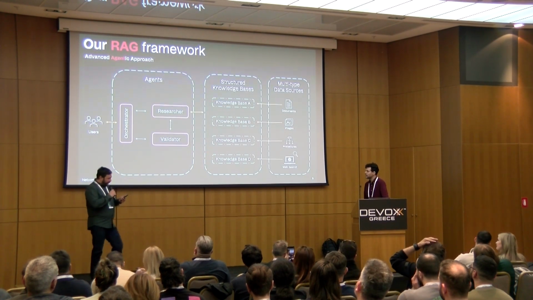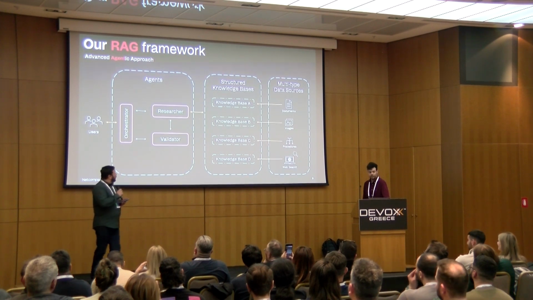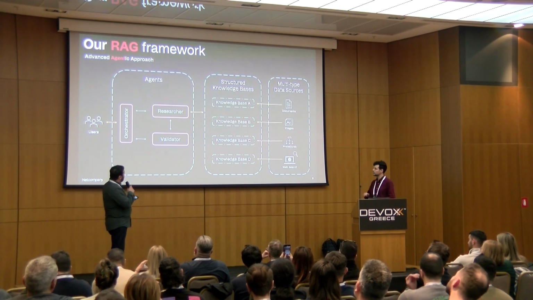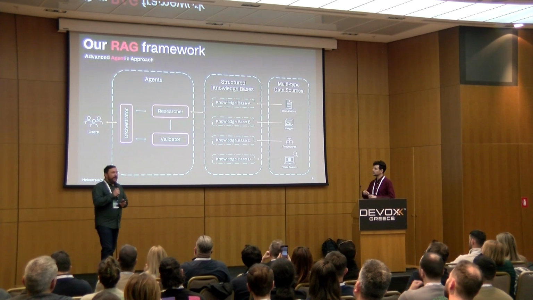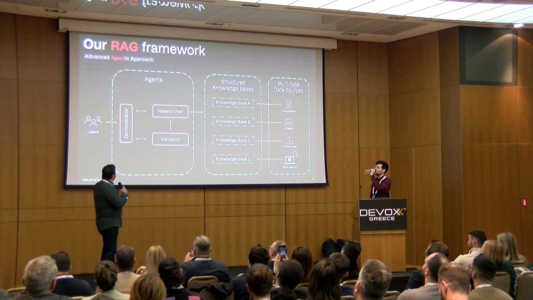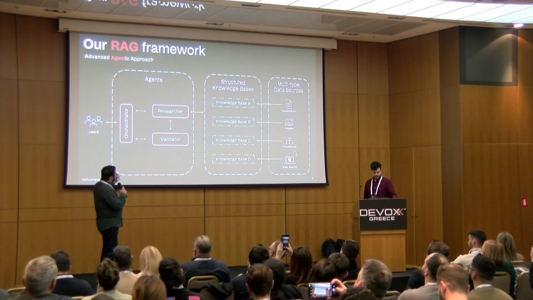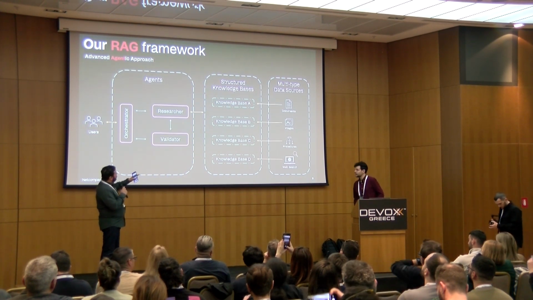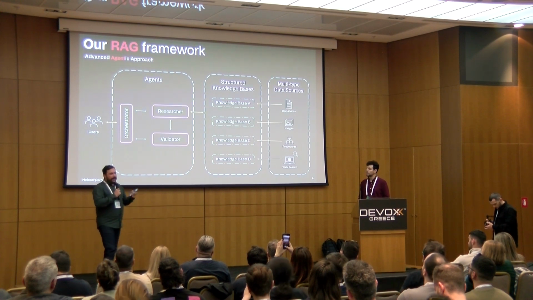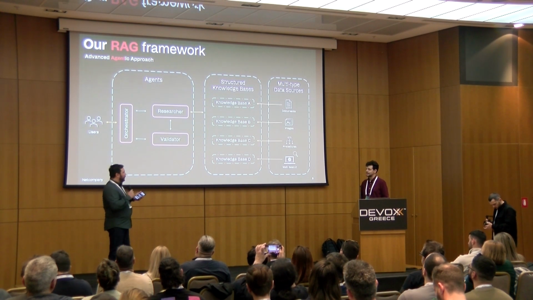Okay, hello from my side also. Now we will go through our approach, our architecture. Mainly our architecture is composed of, let's say, three components: the agents, the structured knowledge base, and of course the procedures that generate this structured knowledge base.